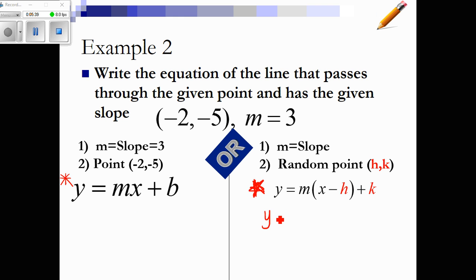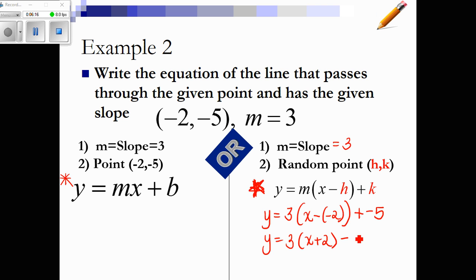So y equals, the slope is 3, so we're going to plug that in for m. For x, our h is -2. When I plug that in there, I'm going to go opposite of -2, so it's really like -2, okay? And that would really be plus, because 2 negatives make a positive. And then k is going to be plus -5, and that would be just negative. So y equals 3x plus 2 subtract 5.